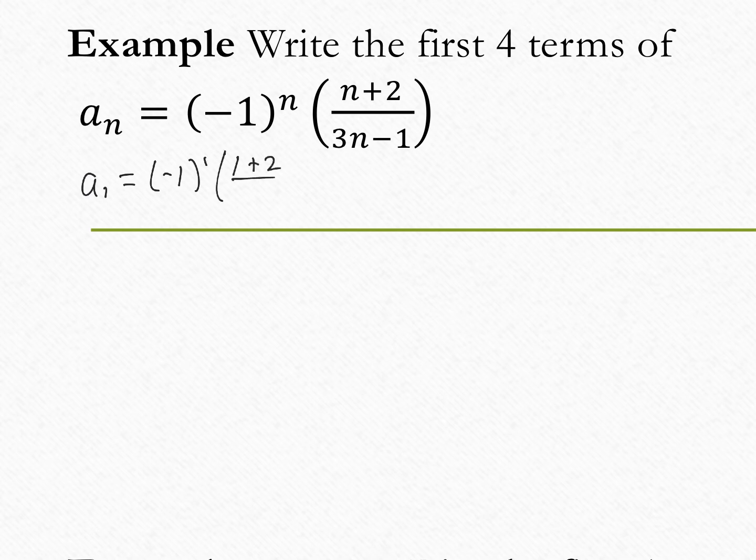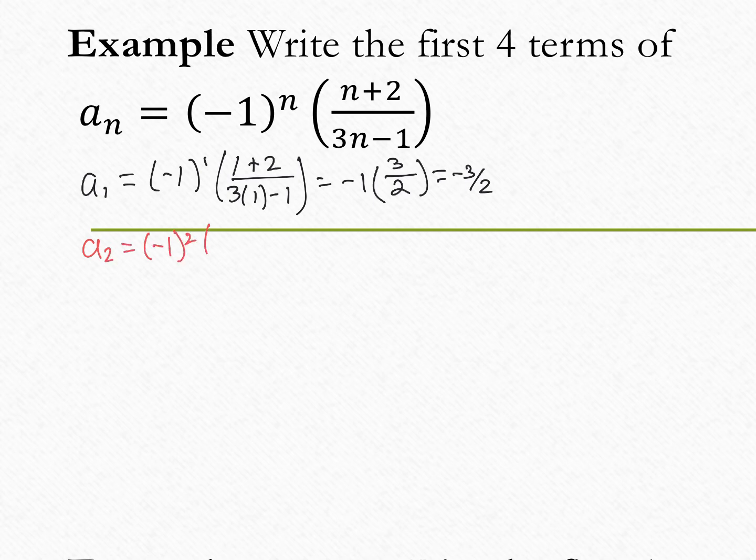Just like we did before, we'll replace the n's with the term number we're referring to. We know -1 to the first power is a -1, and our fraction is 3 over 2. So this gives us -3/2. Now let's find the second term. So remember, we'll replace the n's with a 2. And simplify. -1 squared is +1. We'll have 4 over 5, so this is 4/5.